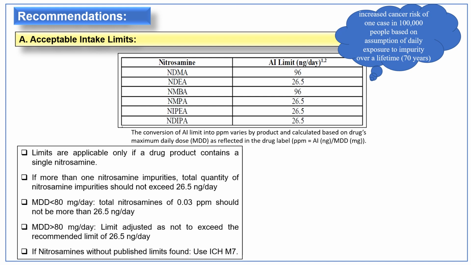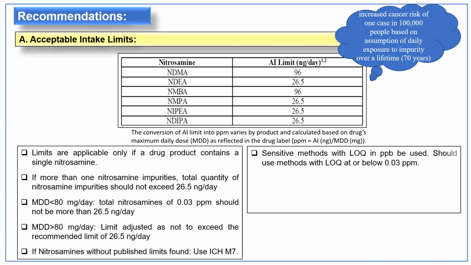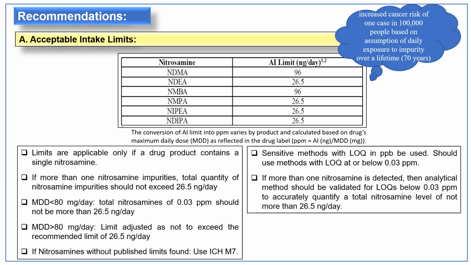Now in this case, in a recent revision of the guidance, a new guidance on nitrosamine drug substance related impurities has been defined, in which it is defined how to calculate the acceptable intake limit for nitrosamine impurities other than these 7. Sensitive methods with LOQ in ppb should be used, with LOQ at or below 0.03 ppm. If more than one nitrosamine is detected, then the analytical method should be validated for LOQs below 0.03 ppm to accurately quantify a total nitrosamine level not exceeding 26.5 nanogram per day.